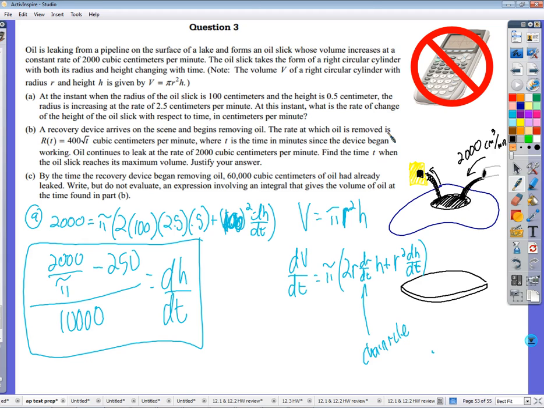Okay, so the rate at which the oil is removed is changing. The actual rate is changing, where t is the time in minutes since the device began working. So yes, the longer it works, the faster it takes oil out. Interesting, the bigger t you put in, the bigger that number is, and that number represents the rate. So oil continues to leak out at 2,000 cubic centimeters per minute. Find the time t when the oil slick reaches its maximum volume.